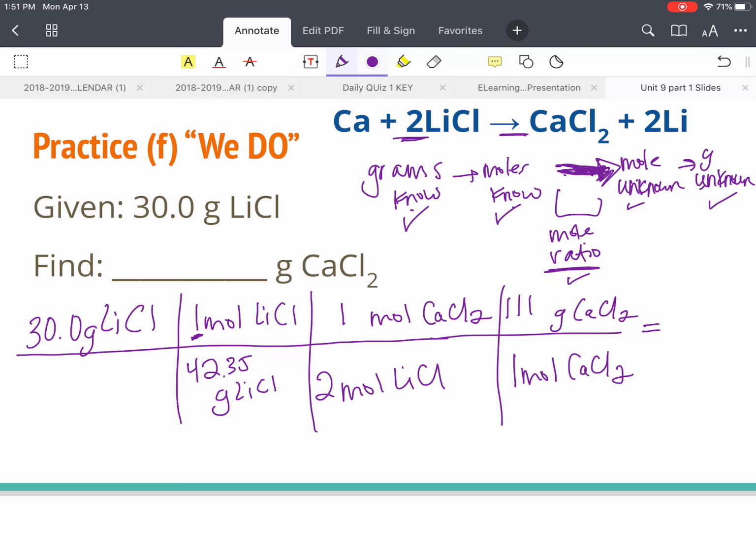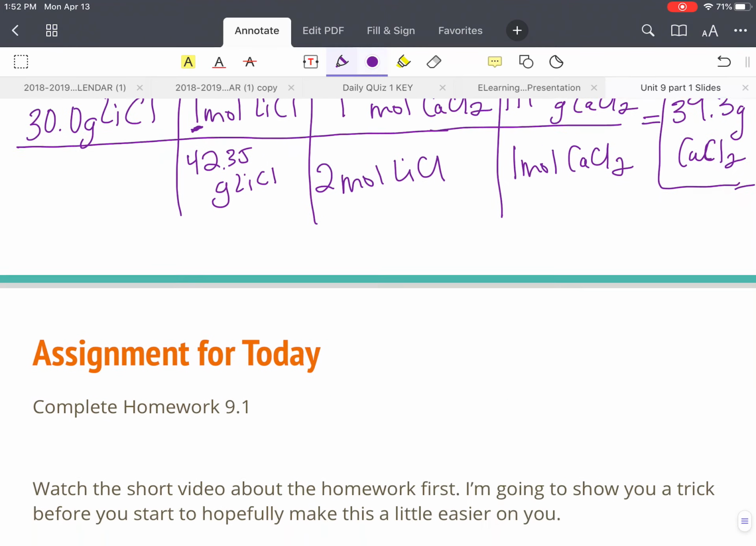Okay, so now I've done all of the above. Now I can just type it in my calculator, multiply all the way across, divide by the bottom, and you should get 39.3 grams calcium chloride. So that's my answer. So basically, if I was in the lab and I had 30 grams of this lithium chloride and I performed this reaction, if I weighed out how much calcium chloride I produced, it would be 39.3 grams. Okay.